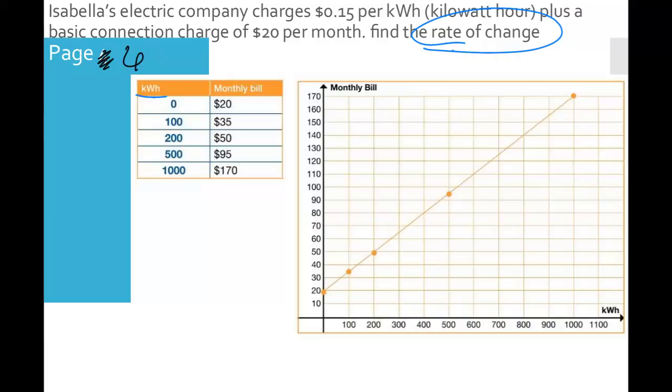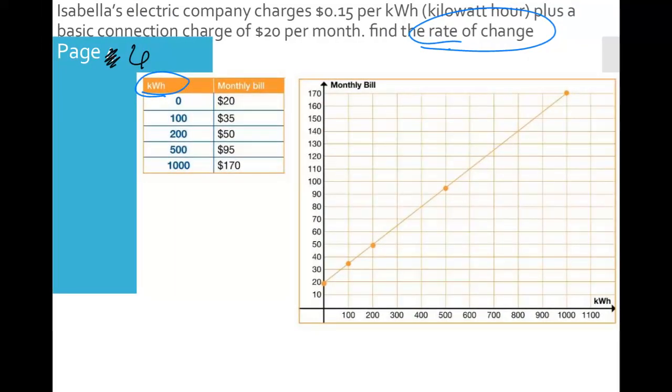Over here we have a table, kilowatt hours. So at 0 kilowatt hours, our bill was $20. Okay, what is that $20? What does that represent? The basic connection charge. Okay, we'll come back to that in a minute.